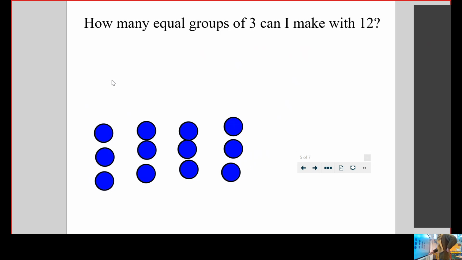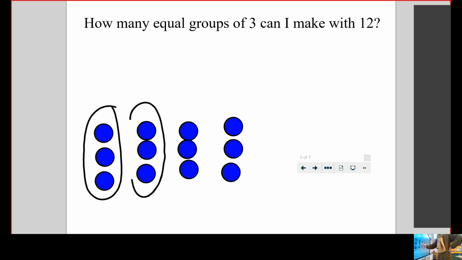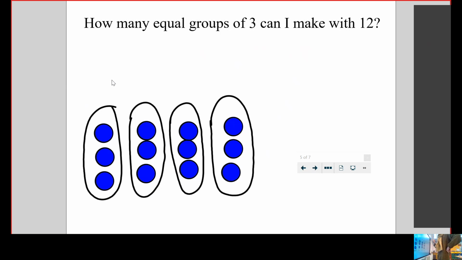1, 2, 3. Let's double check. So they've all got 3 in them. So that's 1 group of 3, 2 groups of 3, 3 groups of 3, and 4 groups of 3. So you should have 12 counters into equal groups of 3, which meant there are 4 groups.